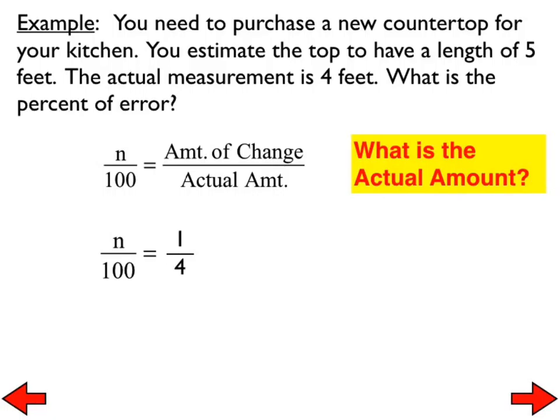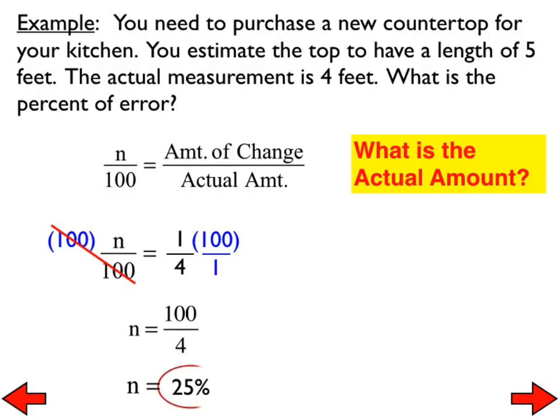Then you're going to solve this proportion, just like we did practice yesterday. 4 times what is 100? 25. 1 times 25 is 25. So this is 25% error. You are off or wrong by 25%. Okay?